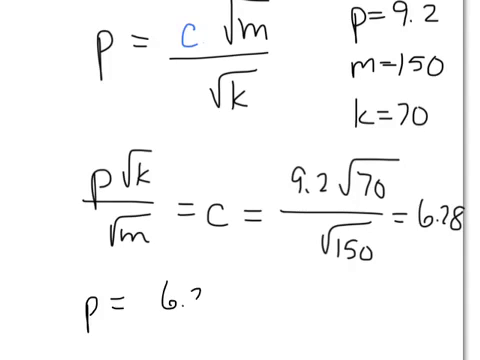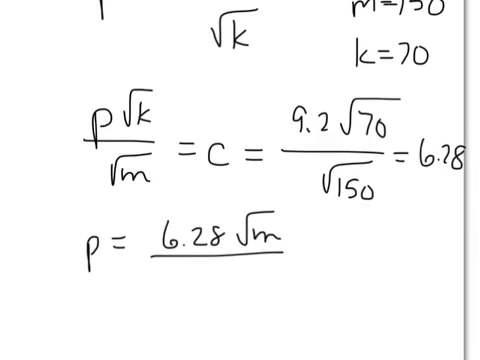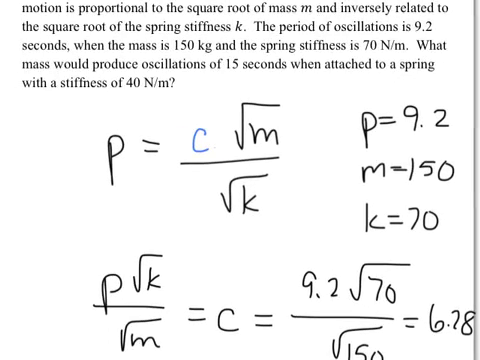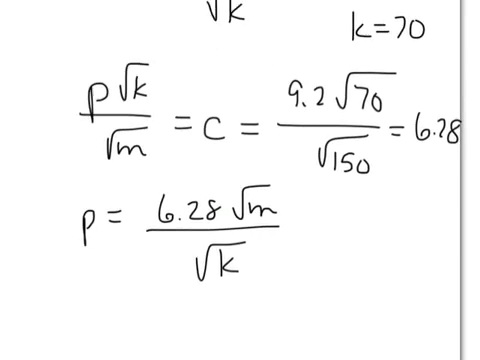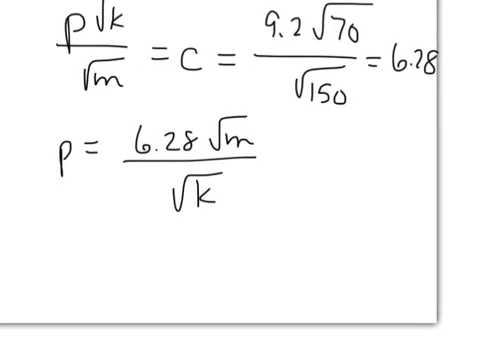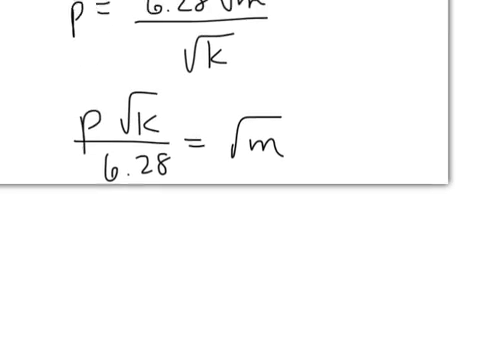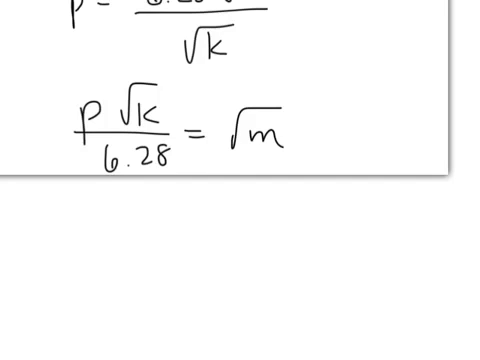So P equals 6.28 root M over root K. And in physics, it happens to be 2 pi in front of this as a constant of variation here. So this is exactly what we want to get. Now, the scenario says, what would the mass be to produce an oscillation of 15 seconds if the spring stiffness is 40 newtons per meter? So we have to solve for mass here. So P radical K over 6.28 is equal to the square root of M if we solve for the square root of M. But we want to get M, so let's square this entire thing.